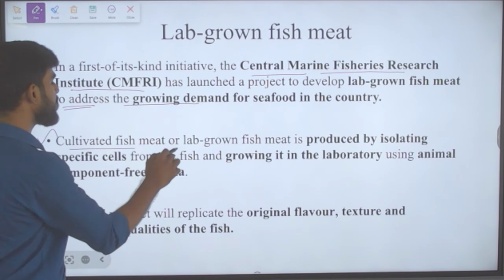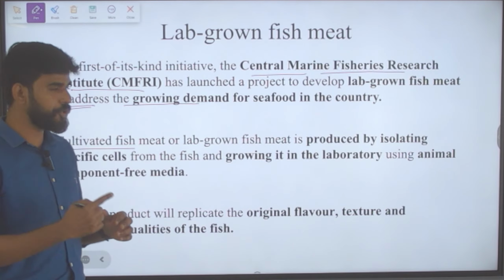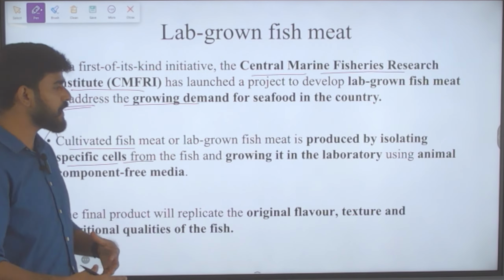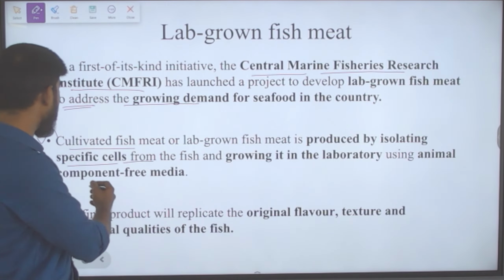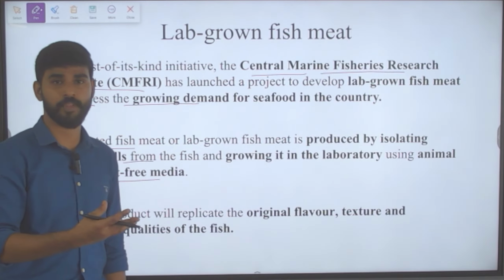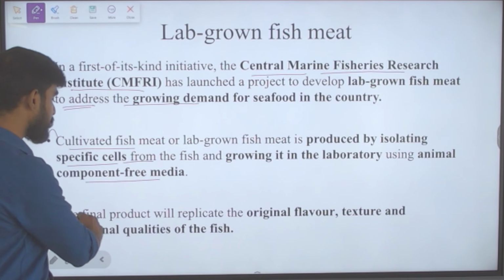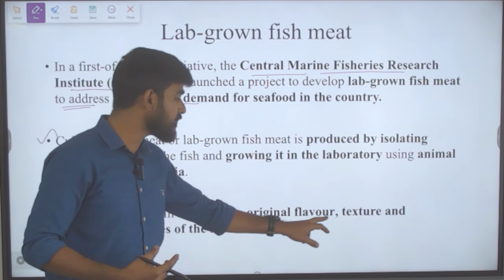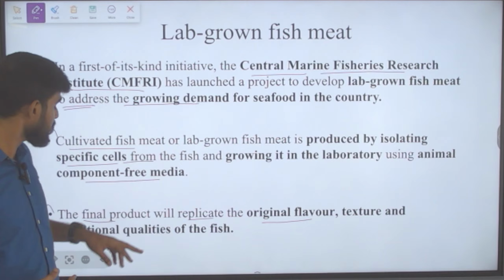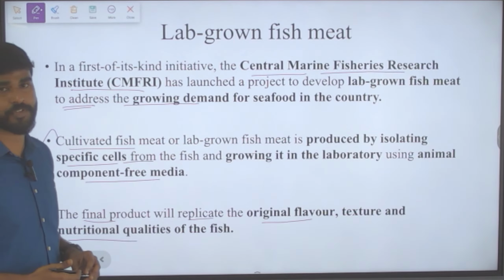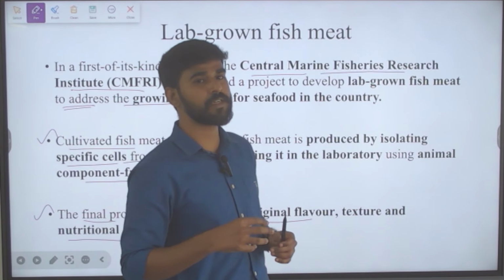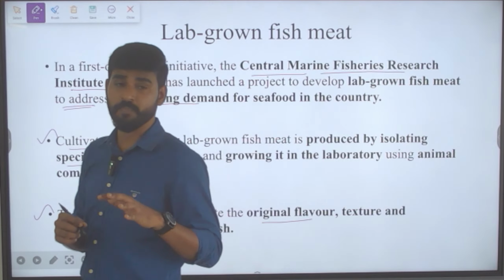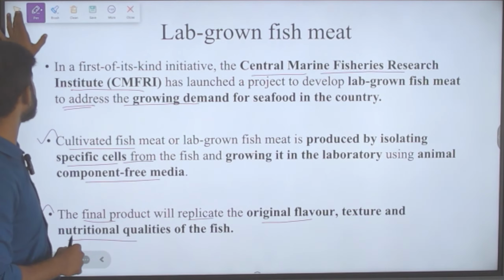So here the cultivated fish meat or the lab grown fish meat is produced by isolating specific cells from the fish and then growing it in the laboratory using animal component free media. Okay, and then the final product that we get from this process will replicate the original flavor, texture and even the nutritional qualities of the fish. Everything is maintained by this process.